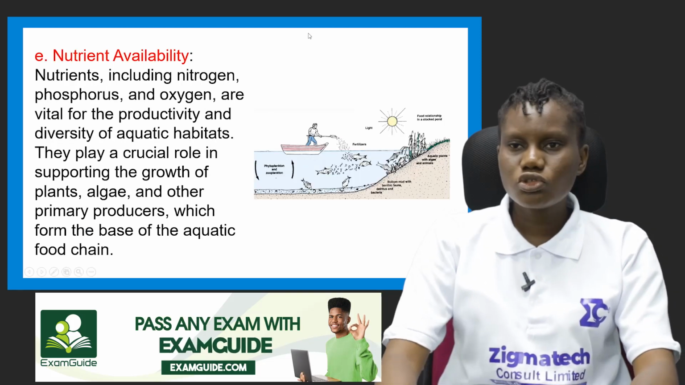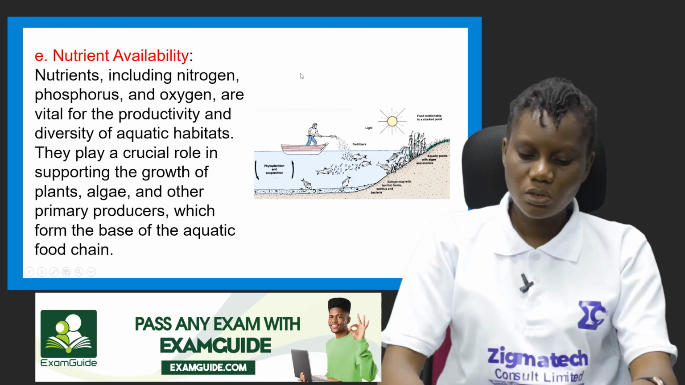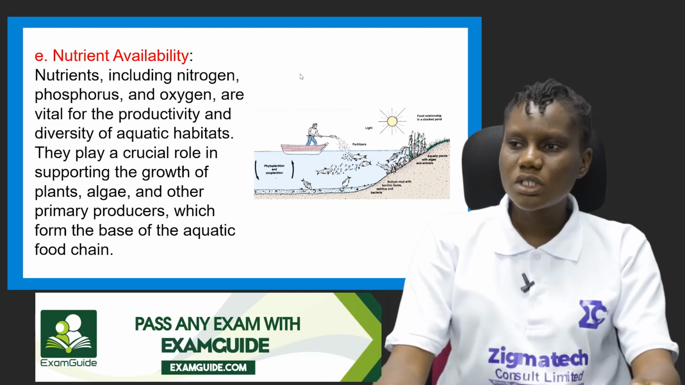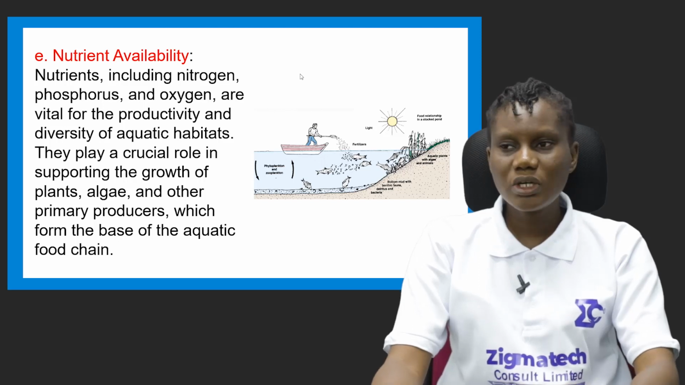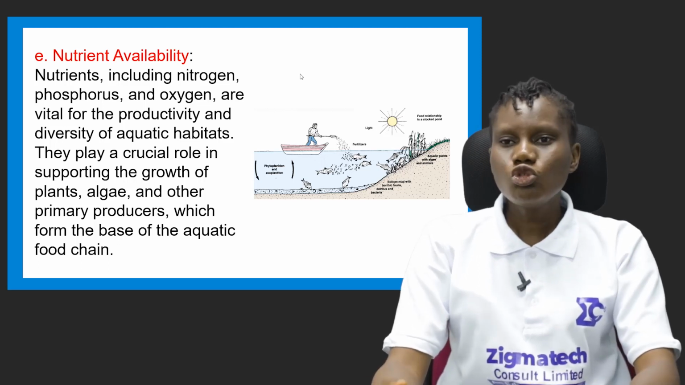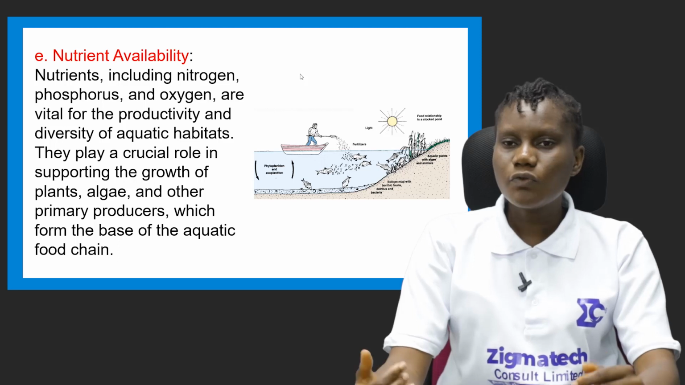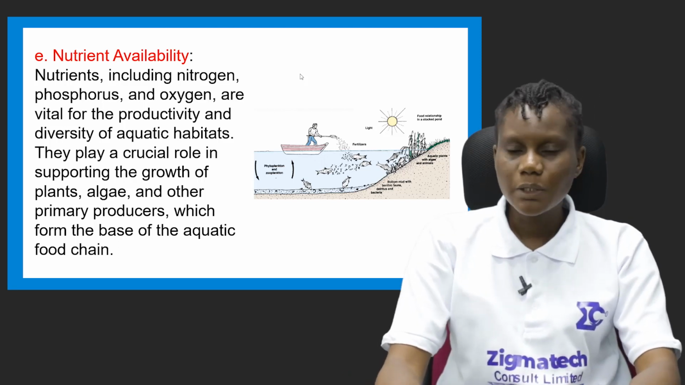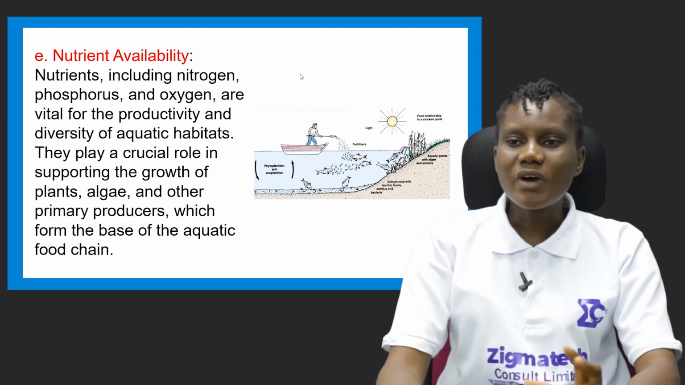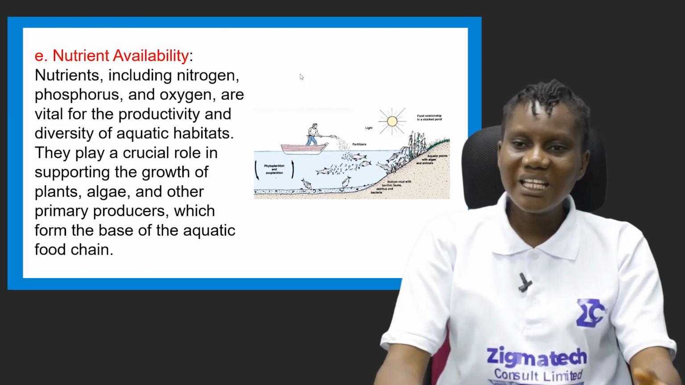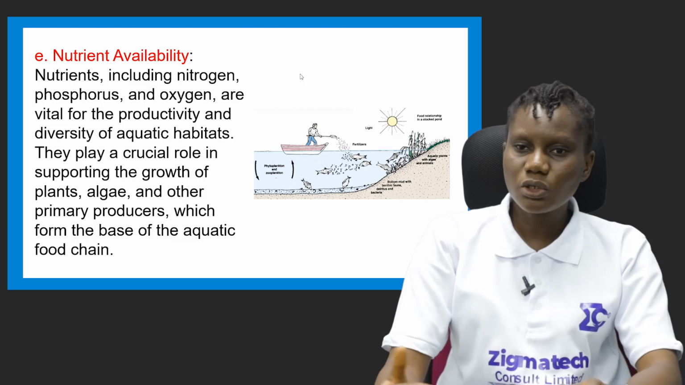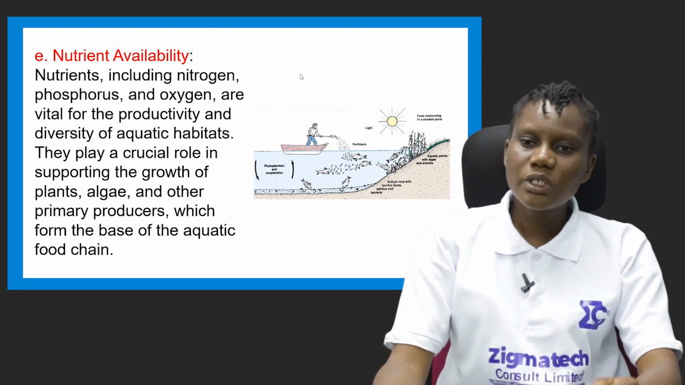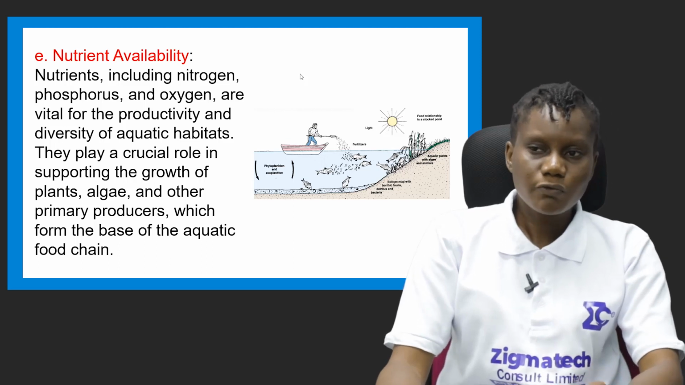And the next is your nutrient availability. We are still under aquatic factors that affect the aquatic habitats. Nutrients including nitrogen, phosphorus, and oxygen are vital for the productivity and diversity of aquatic habitats. They play a crucial role in supporting the growth of plants, algae, and other primary producers, which form the base of the aquatic food chain.